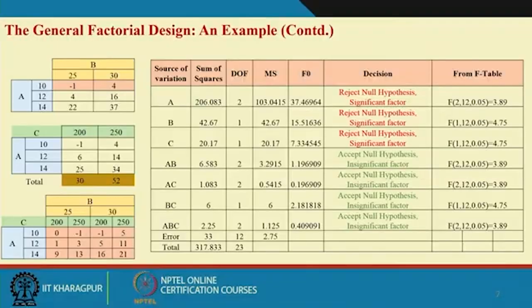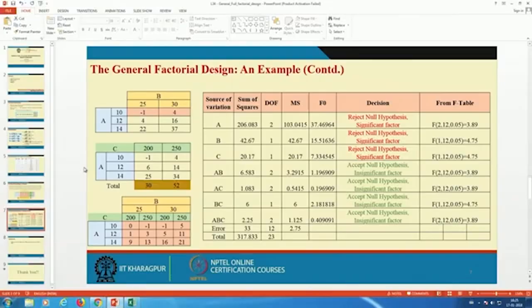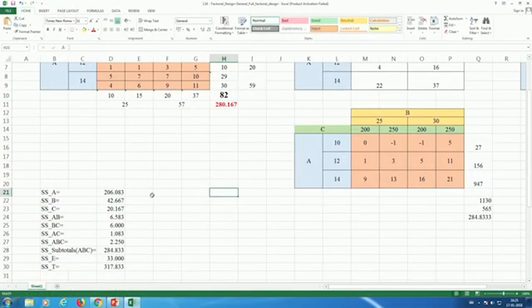For computation of AB, AC and ABC, similarly BC interaction, you are creating separate tables, and from there, using simple arithmetic operations, you will be able to compute all SSA, SSB, SSC. So, what I will do is show you the Excel sheet here, and we will show you one or two calculations.